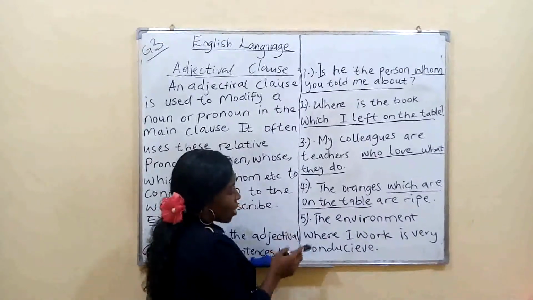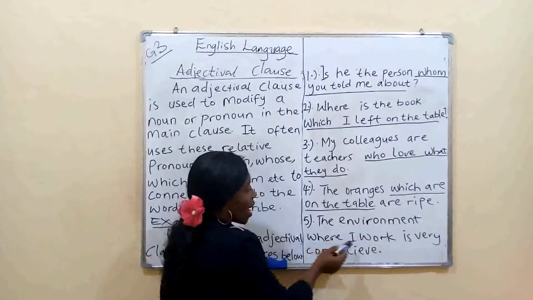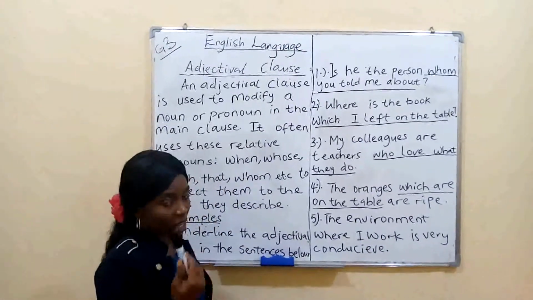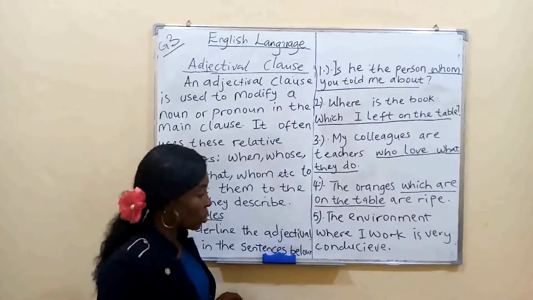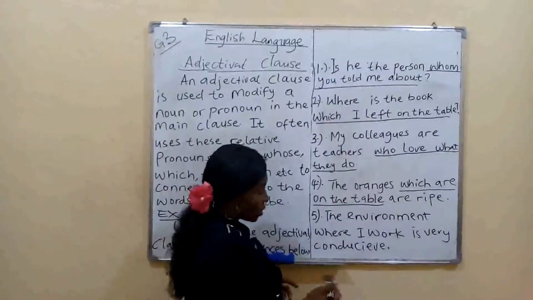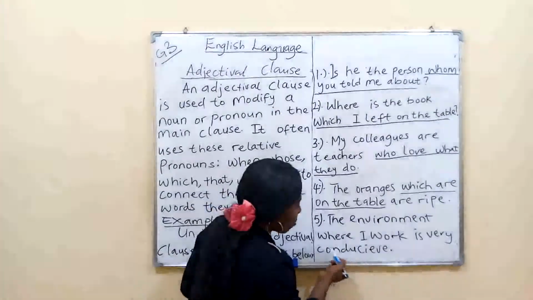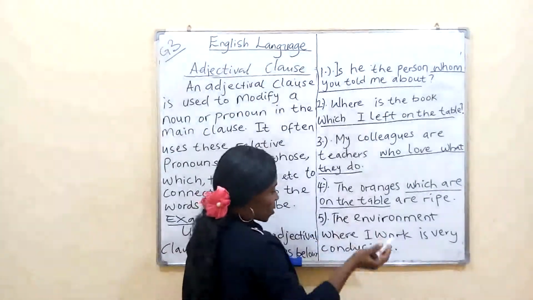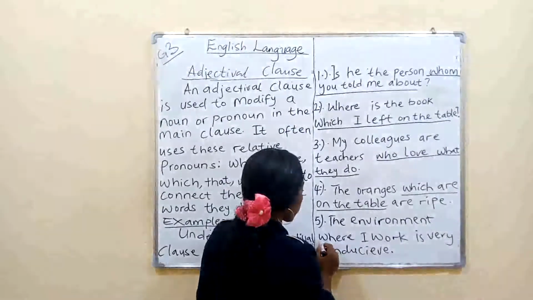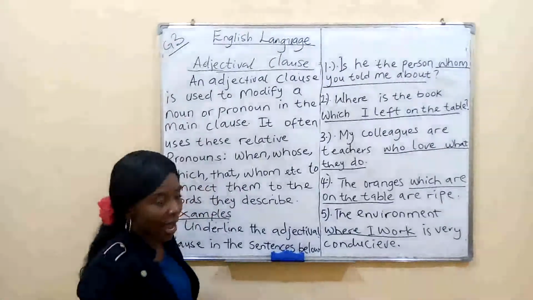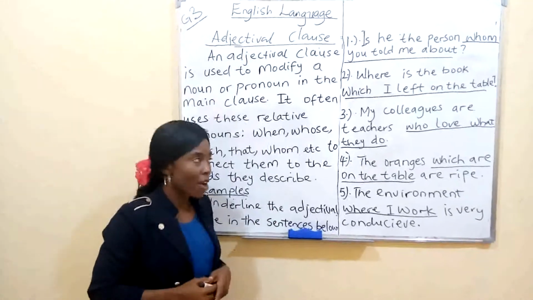Now, number 5, the environment where I work is very conducive. We did this earlier in the examples that I gave. Now, I know you can do this one too. If you are here, somebody will just underline for us because it's what we know. The environment where I work. So we underline where I work, not just any environment.